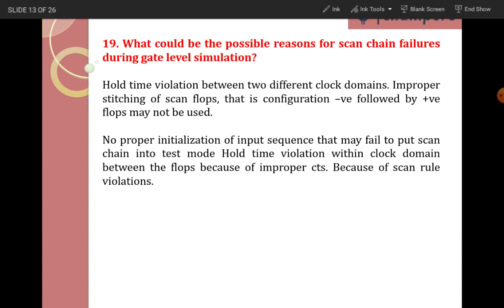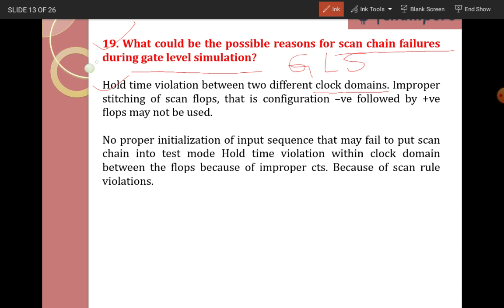Next question: what could be the possible reasons for scan chain failures during GLS, gate level simulation? GLS means gate level simulation. One reason is hold time violations between two different clock domains. For example, one clock frequency is 10 MHz and the other clock is 15 MHz, so they are two different clock domains.